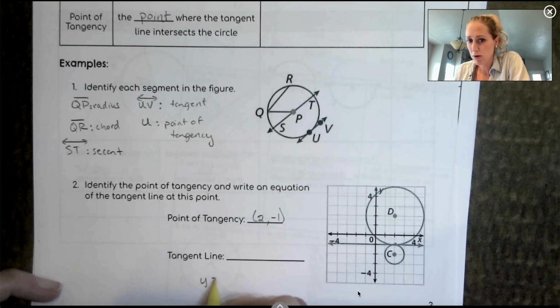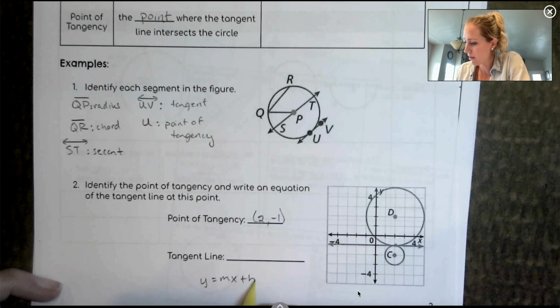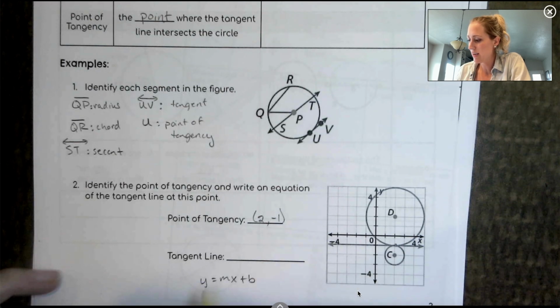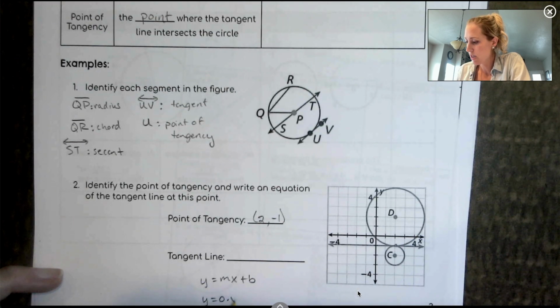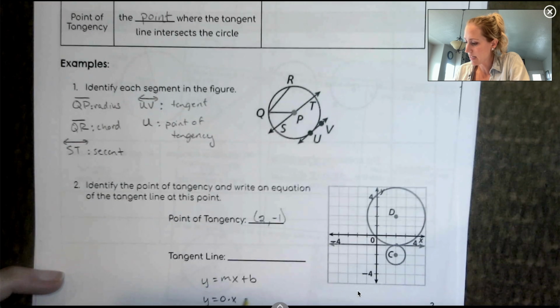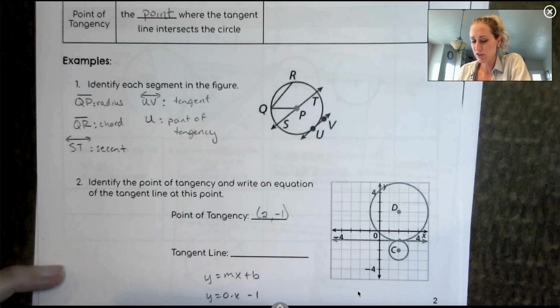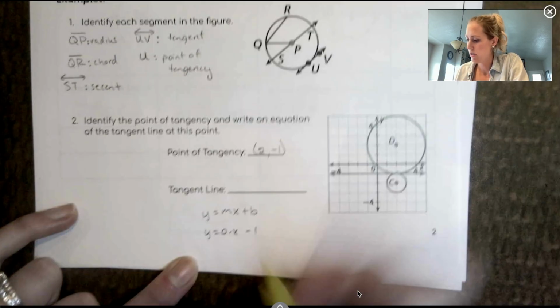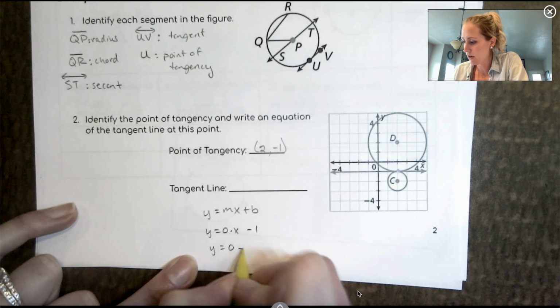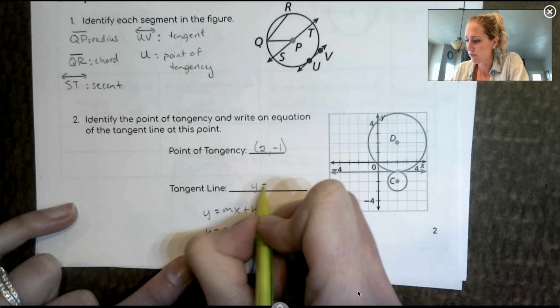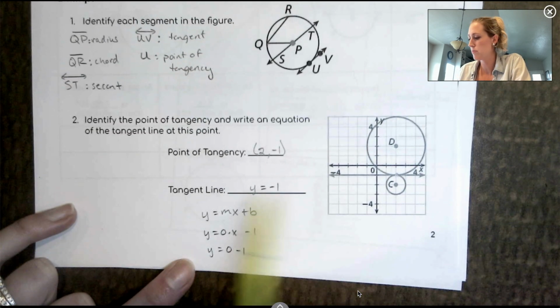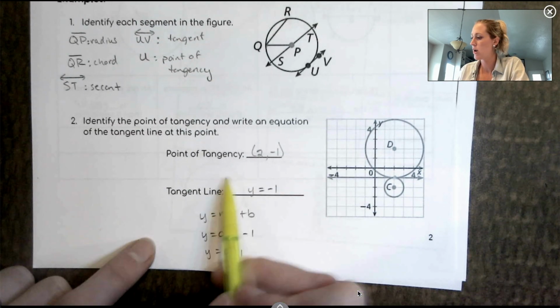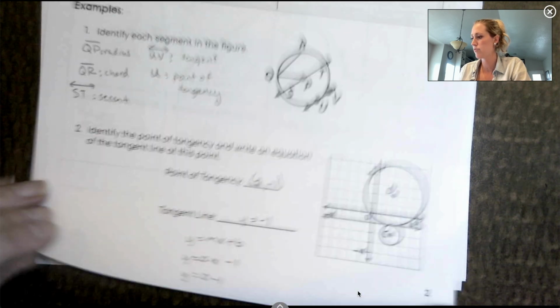So remember, equations of lines we typically think about like this. Horizontal lines have 0 slope. And then my y-intercept is -1. Well, 0 times x is just 0. So I have 0 - 1, or just y equals -1. So horizontal lines typically look like that. y equals whatever number it passes through on the y-axis.